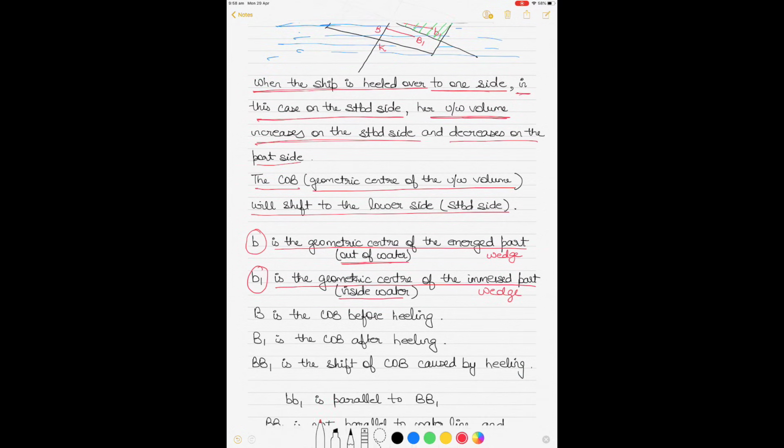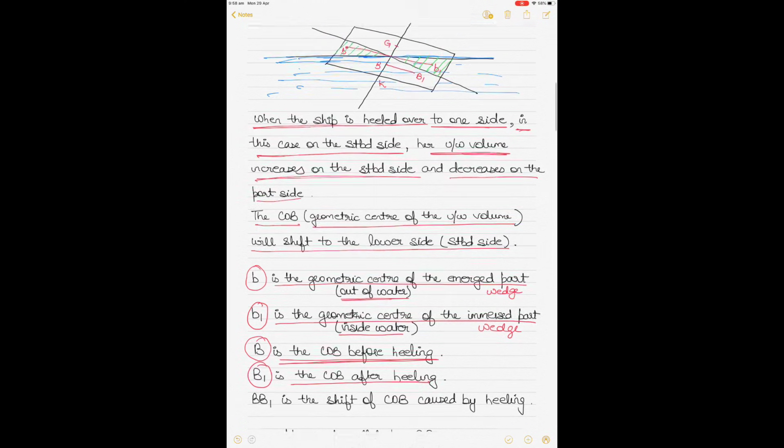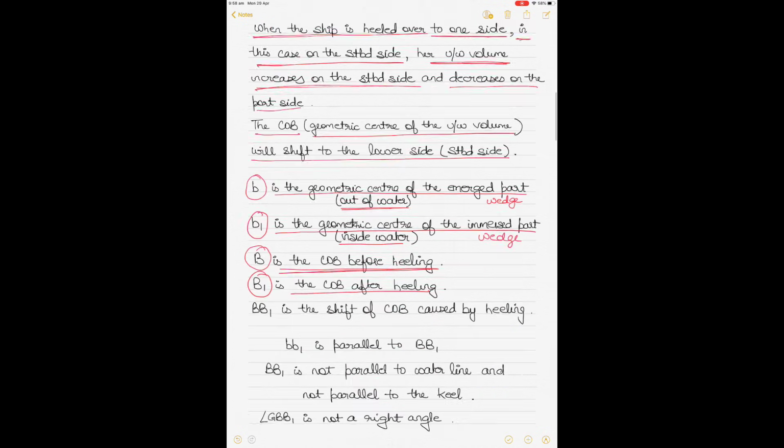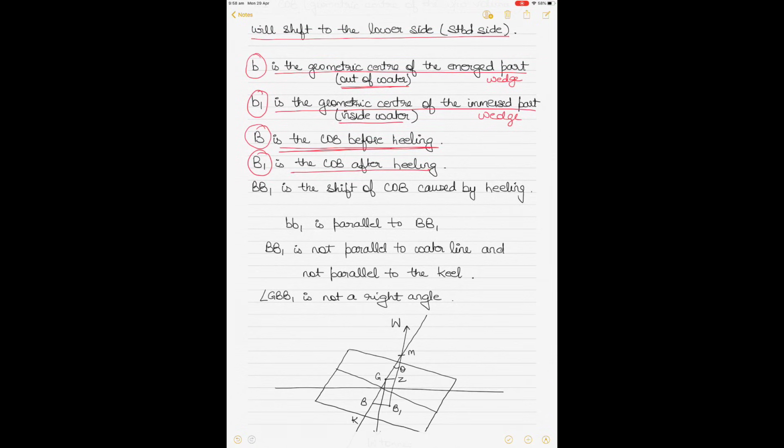Alright, then capital B becomes the center of buoyancy before the vessel was heeling, as shown above in the drawing, and capital B1 becomes the center of buoyancy of the ship after heeling, as you can see here. Because the center of buoyancy is shifting. Because there is no shifting of weights here, the center of gravity remains where it is, only the center of buoyancy shifts. BB1 is the shift of the center of buoyancy caused by heeling.